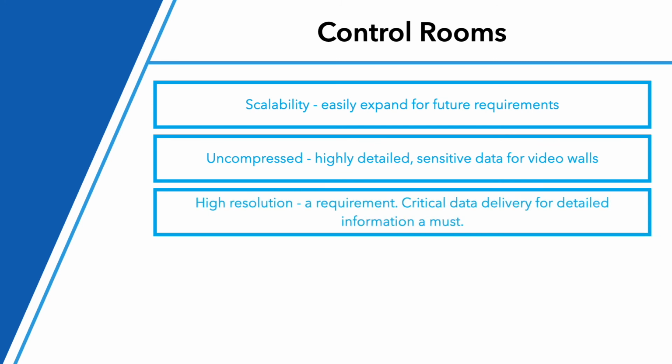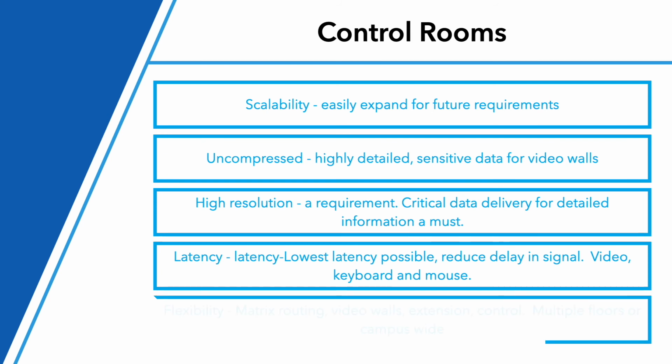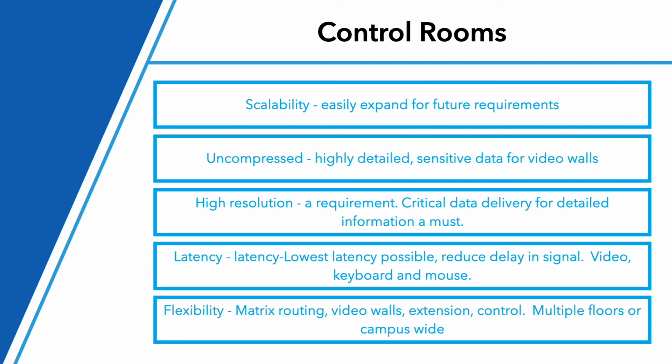High resolution, 4K 60, 444 per channel on our transmitters and receivers. Lowest latency possible, reduces delay in the video signal. It's an extremely great case for video conferencing, video, keyboard, and mouse control. Flexibility of the system, again, it's extending, matrix routing. I can do video walls, control. I can go up and down multiple floors or campus-wide. Extremely flexible, great for designing.